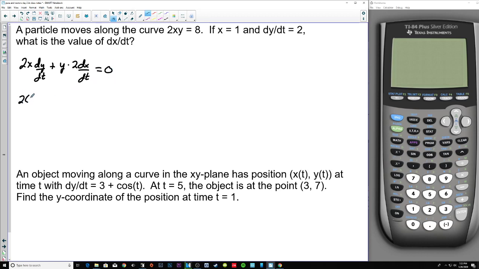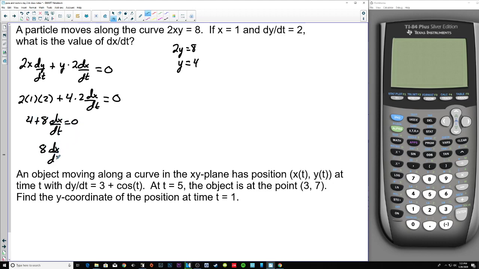We have 2 times, they tell us x is 1, dy/dt is 2, plus we need the value for y. So if we plug 1 in for x, we get 2y is equal to 8, so y is equal to 4. So 4 times 2, and then here is what they're asking us to find, dx/dt. So 4 plus 8 dx/dt is equal to 0. So if we minus 4, that's negative 4 over there, and then divide by 8, dx/dt is equal to negative 1/2.